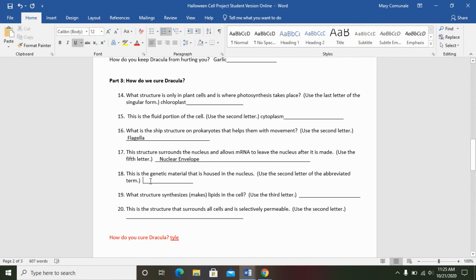This is the genetic material that is housed in the DNA. Use the second letter of the abbreviated form. I think I said the answer there. DNA.